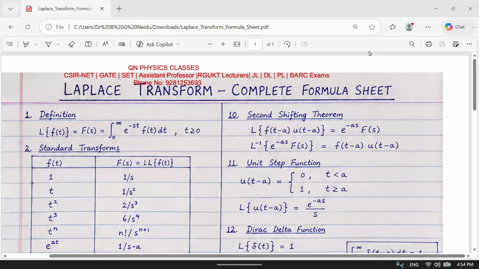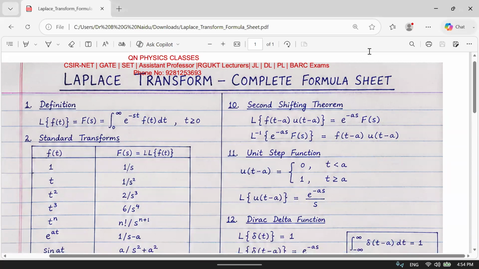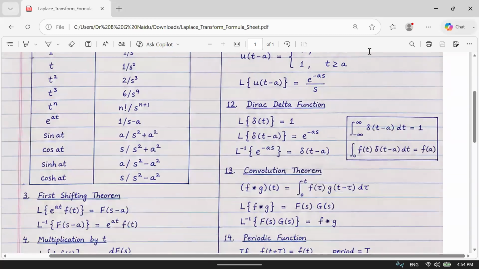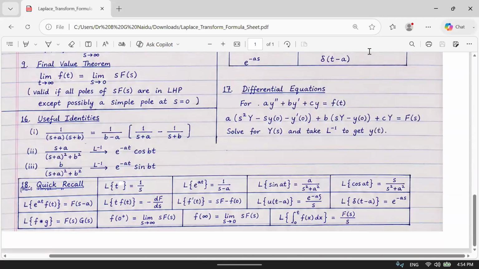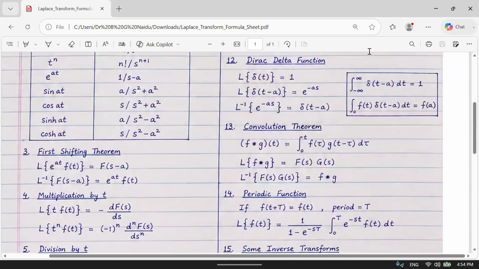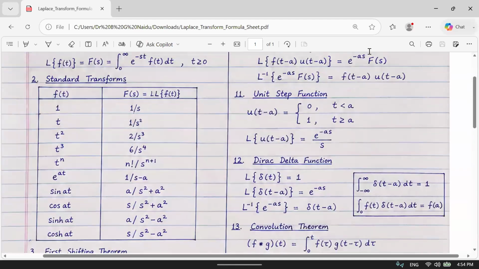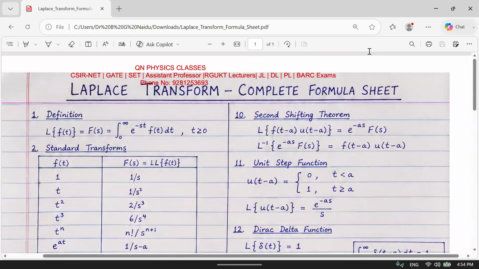So in this video, we are going to discuss important formulas and concepts of Laplace transformations. We have kept all the important formulas in one single sheet. You can go through these, so that before going to the exam, this single sheet is very useful to revise all the formulas related to the Laplace transformation.